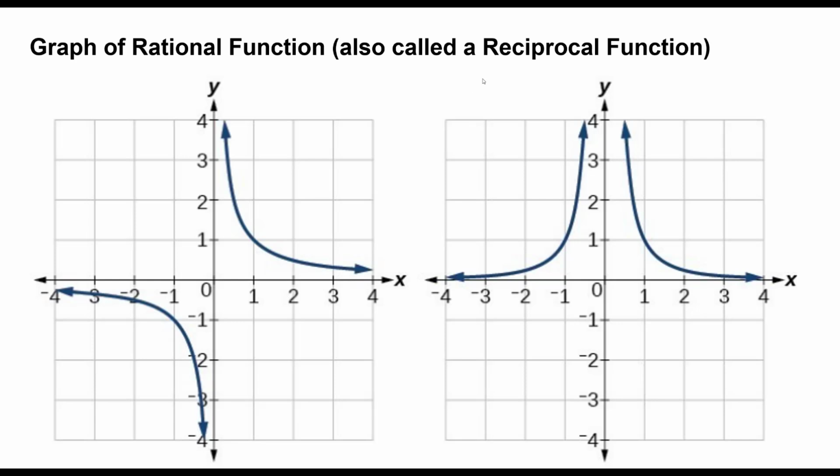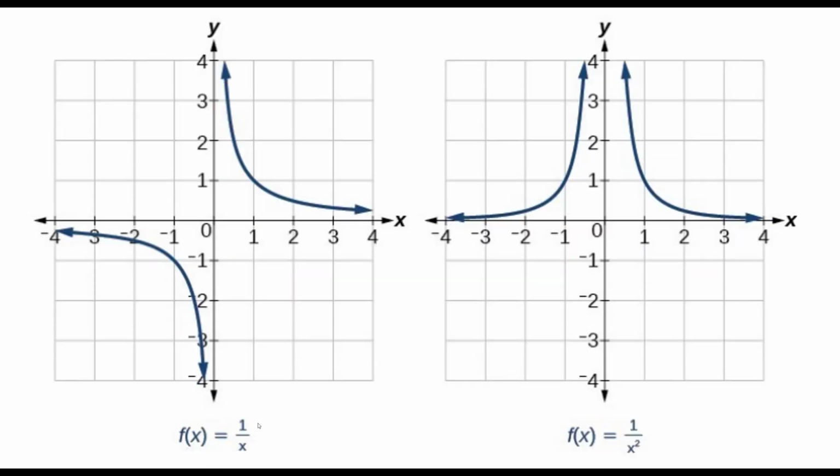In this video, we're talking about some properties of rational functions. For example, here's a graph of a rational function, also called the reciprocal function. This first one is f of x equals 1 over x. As x gets big, the curve approaches the x-axis.